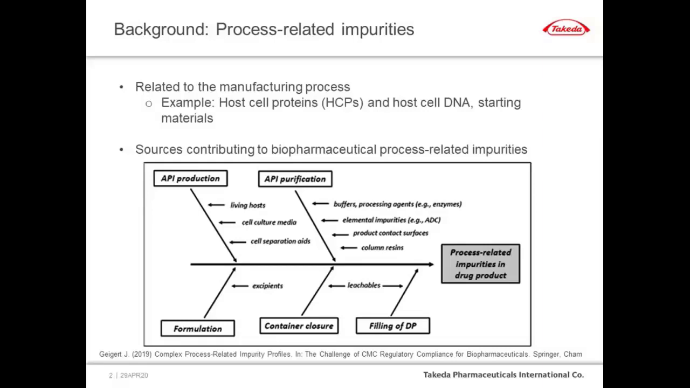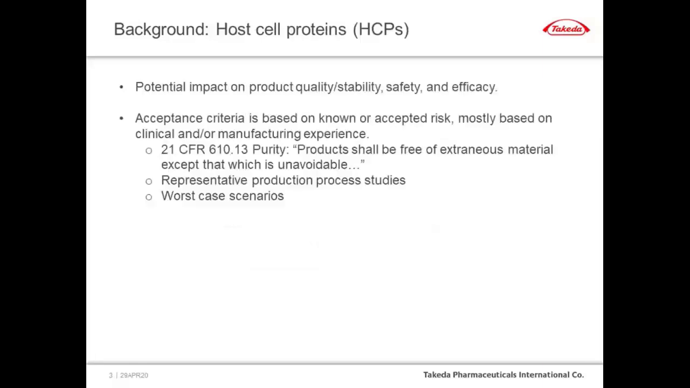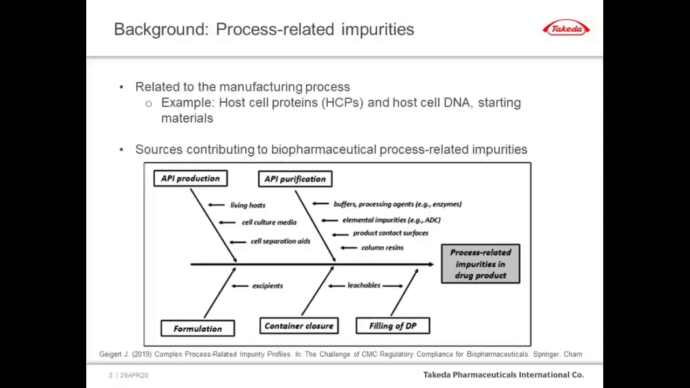So as you can see, the sources can be varied, and they can come in at any point of the development process. So why is this important? When you look at it from the risk assessment perspective, overall, all of these are possible sources, and they need to be considered and evaluated to understand the process-related impurity profile of the biopharma product.